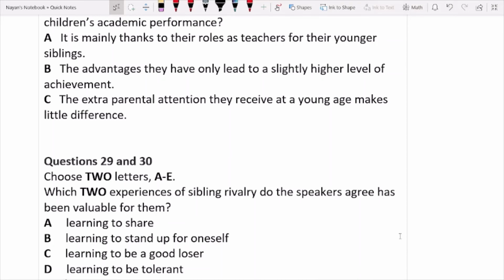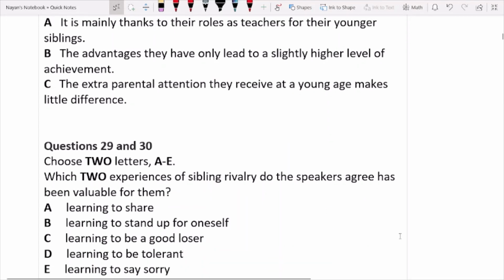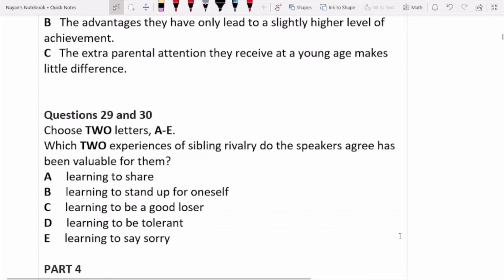It's not only that they benefit intellectually from extra attention at a young age, which is what I would have expected. It's that they benefit from being teachers for their younger siblings by verbalising processes. Right. And this gives them status and confidence, which again contributes in a small way to better performance. So, would you say sibling rivalry has been a useful thing for you?